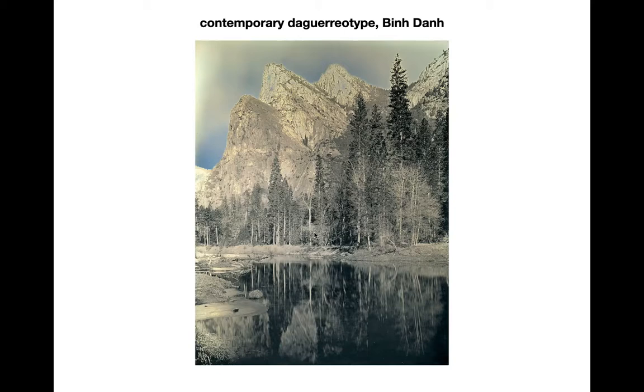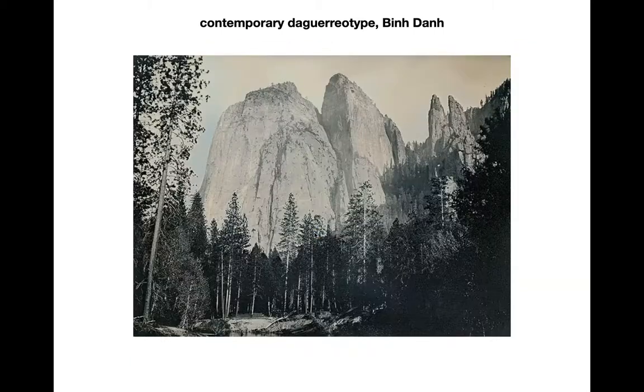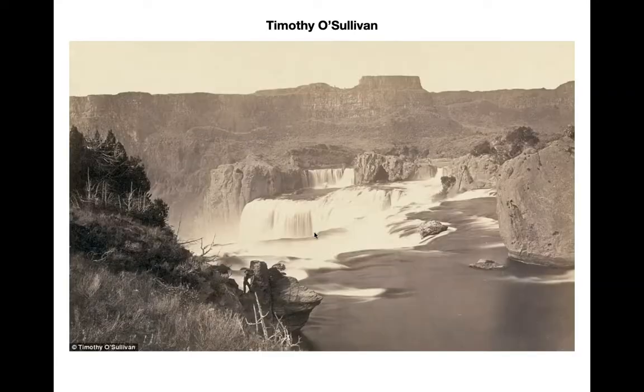Here's an example of a contemporary daguerreotype by the Vietnamese-American photographer Binh Danh. I'm probably mispronouncing his name, unfortunately, so please forgive my language skills. These were made about 10 years ago, and he traveled to many of the places Carleton Watkins and some of the other pioneers of landscape photography in America went and rephotographed them with the daguerreotype process. Definitely recommend looking up more of his work, and we have more examples from Timothy O'Sullivan.